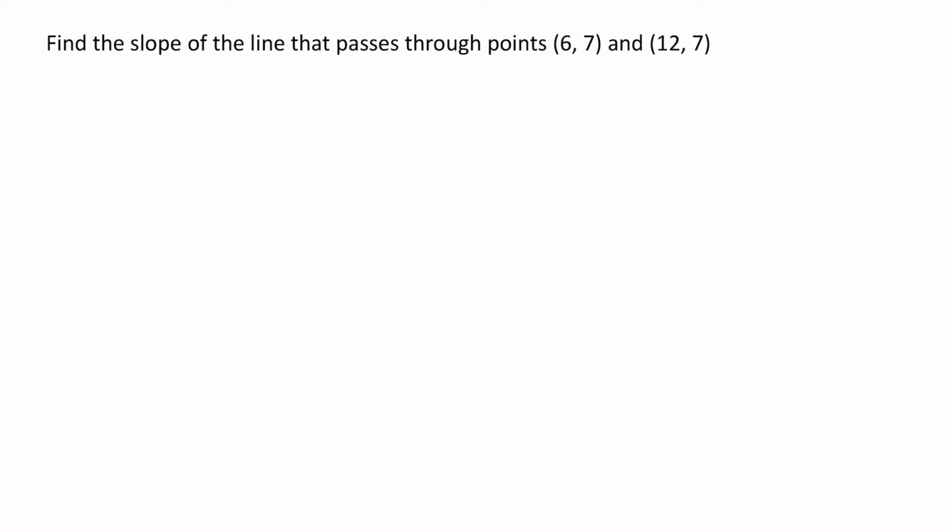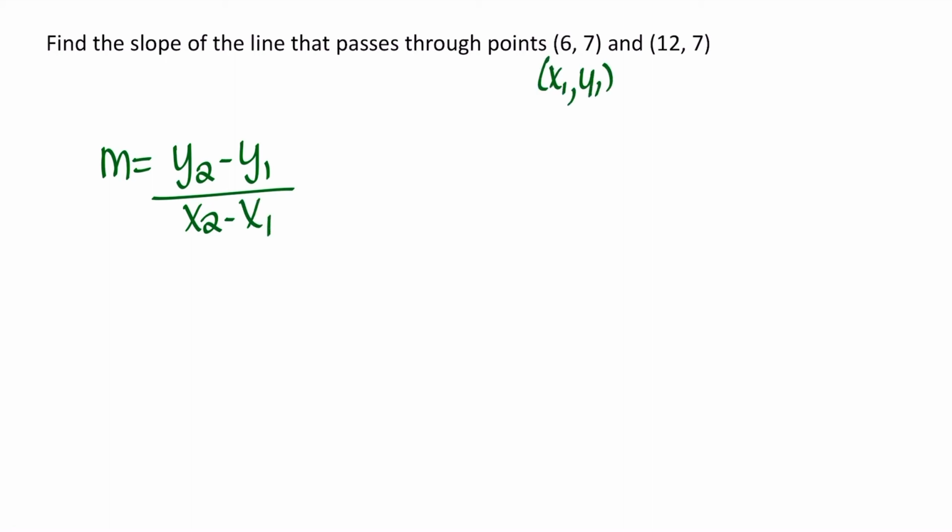Now let's find the slope of the line that passes through the points (6, 7) and (12, 7). Remember, once again, we need the formula, m equals y2 minus y1 divided by x2 minus x1. Let's label our points. (6, 7) is going to be x1, y1, and (12, 7) is going to be x2, y2. When we plug into this formula, we have y2, which is 7, minus y1, which is also 7, over x2, which is 12, minus x1, which is 6.